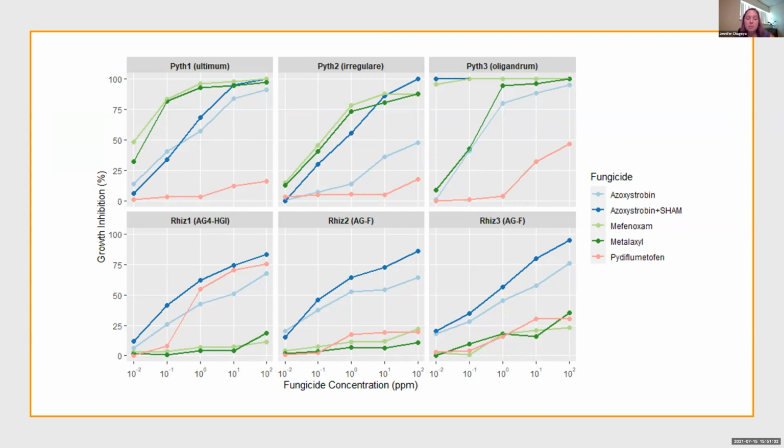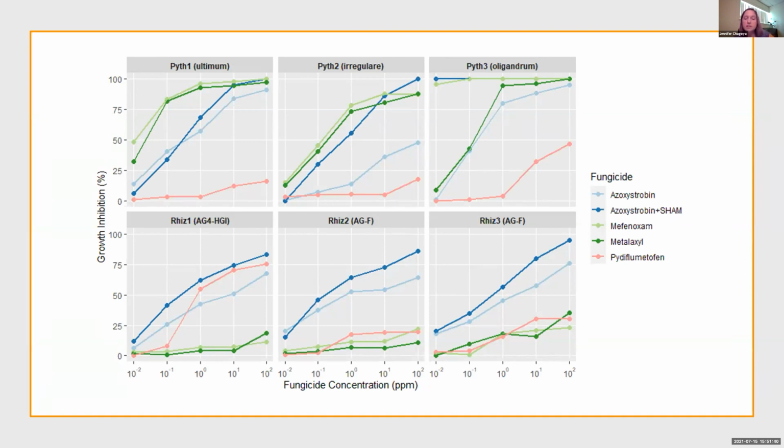You can see from the plots in the top row that complete or near complete inhibition was achieved for the Pythium isolates with azoxystrobin, mefenoxam, and metalaxyl at the highest concentration tested of 100 ppm. However, for Pythium 2, the irregulare, the inhibition levels off between 10 and 100 ppm, around 85%. Wheeler et al. previously reported reduced sensitivity to mefenoxam in Pythium irregulare isolates in 2005.